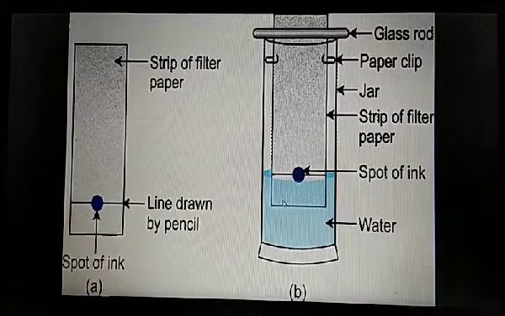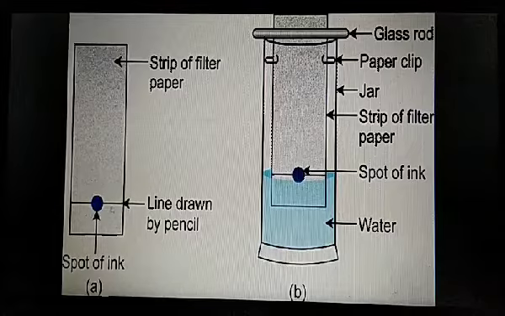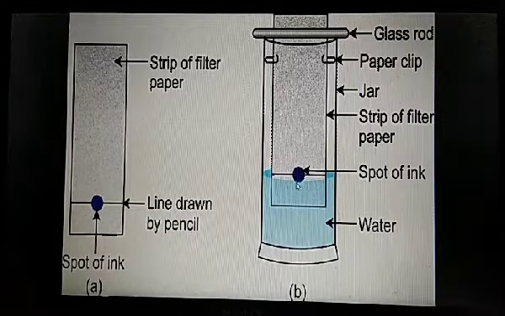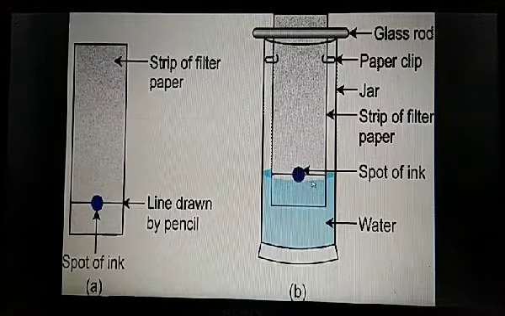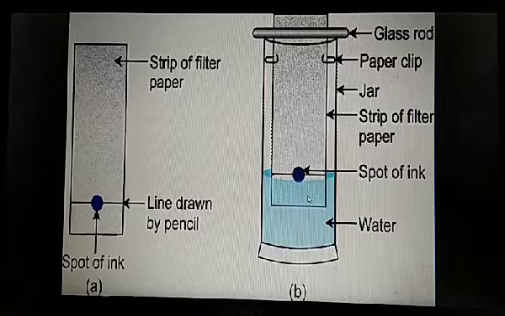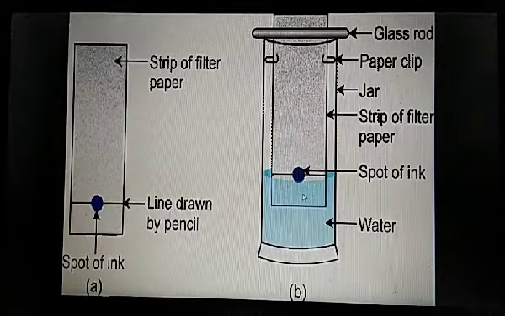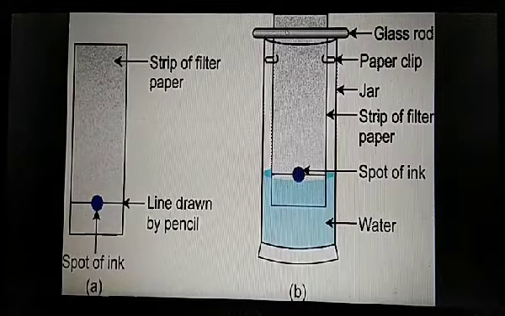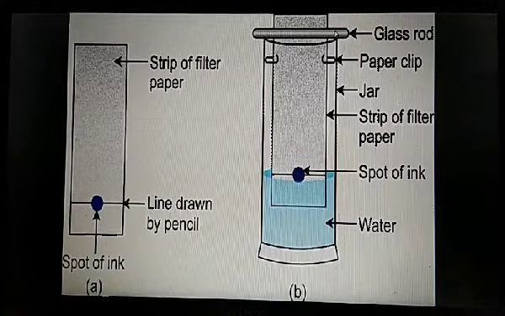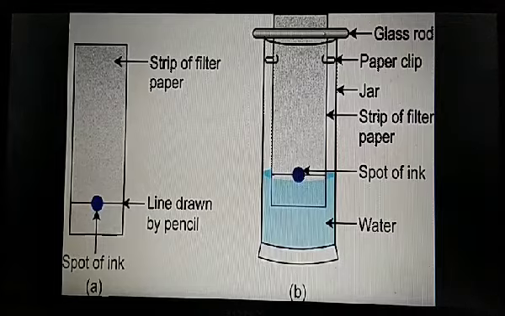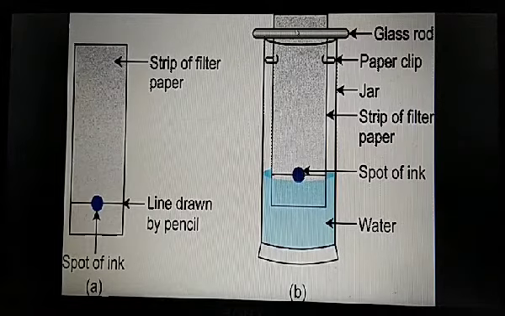But please remember one thing: while you are putting this filter paper into the beaker, this line should be above the level of the water. That means it should not touch the water. So only this lower portion will be dipped in water, and on the top you can take the help of some metallic clips so as to keep it fixed.